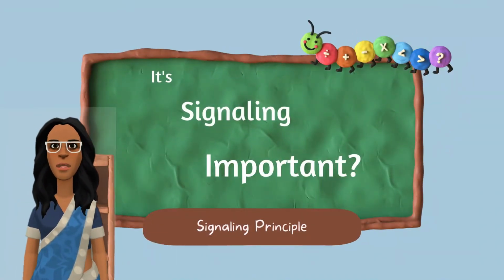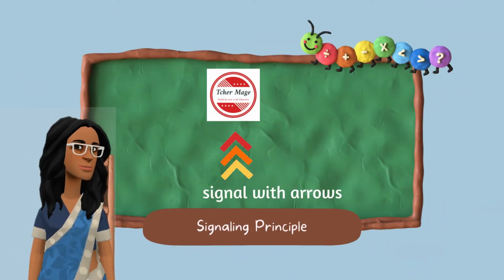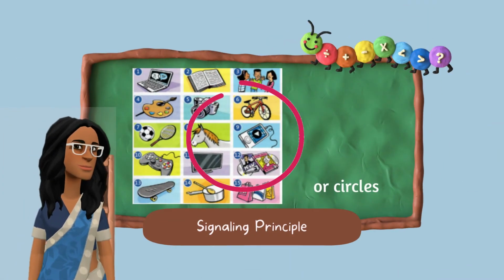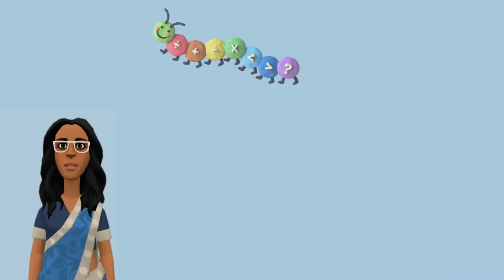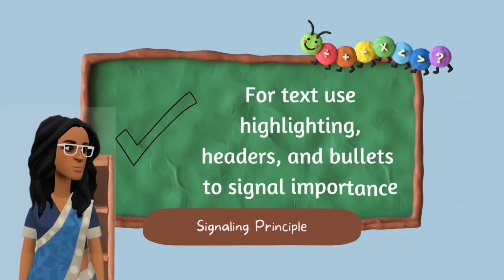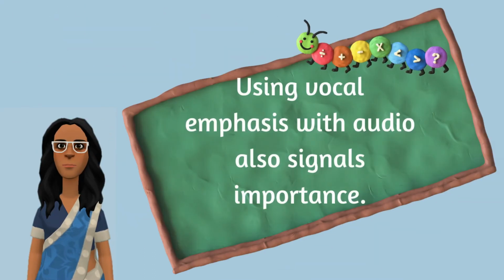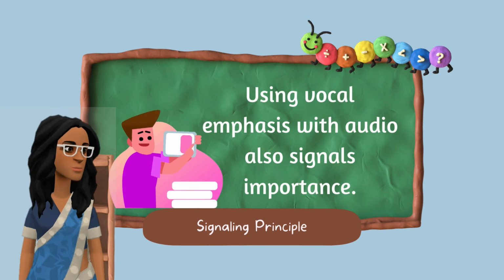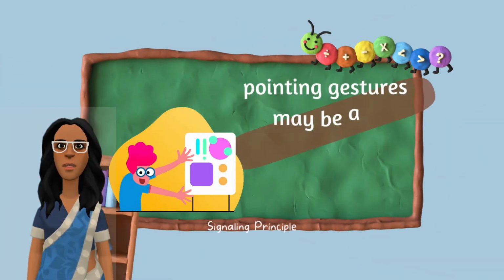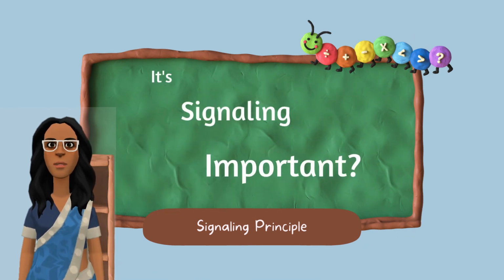Signaling the verbal material includes adding cues such as signals with arrows or circles. For text, use highlighting, headers and bullets to signal importance. Using vocal emphasis with audio also signals importance. Pointing gestures may be an effective form of visual signaling when the learner might not otherwise know where to look on the screen.